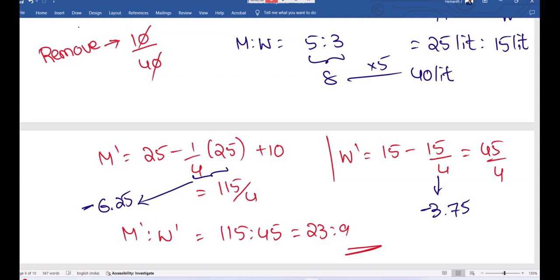As we decided, yes. But how much milk and how much water is what decides this. How much are you removing out of what? Okay, total 40, you are removing 10. So 1 by 4th of milk will be out, and 1 by 4th of water will be out.